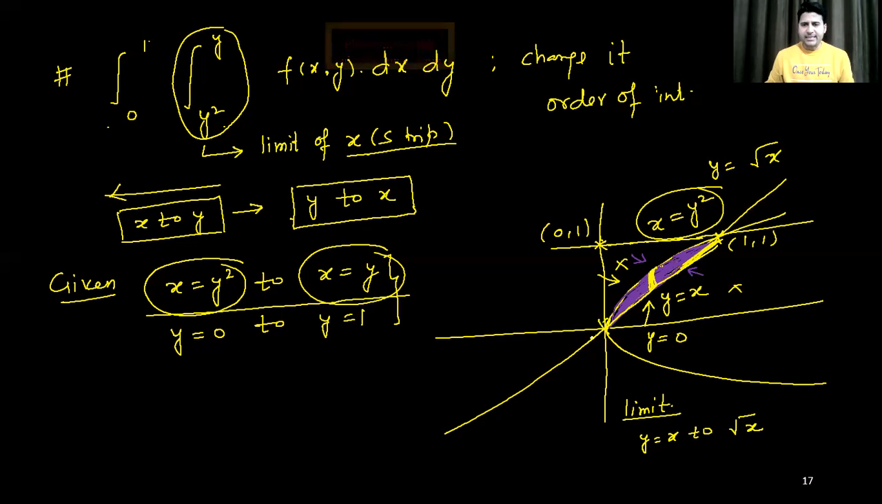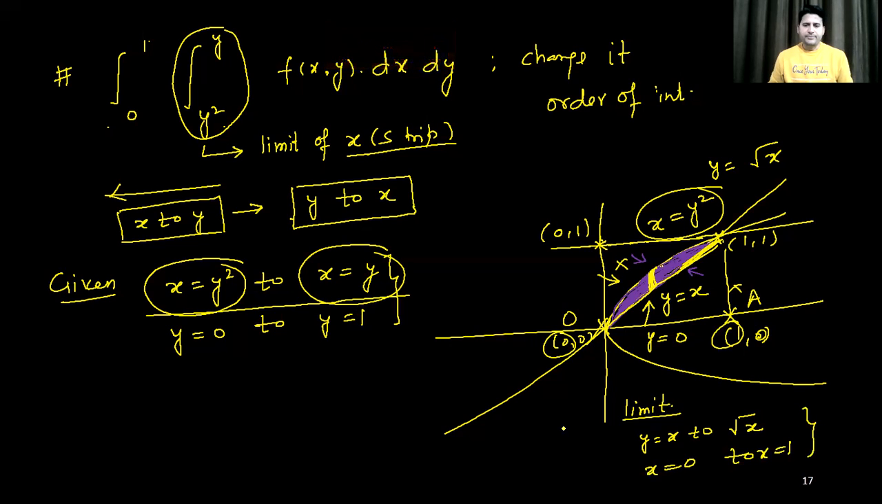Now the x-axis. It started from O, and if I draw the perpendicular like this, at 1 comma 0, the variation for the x-axis is from O to A. O is 0 comma 0, A is 1 comma 0. So what will be the limit of x? It started from 0 and terminated at 1. So the limit of x will be x equal to 0 to x equal to 1. So these are the new limits we are having.